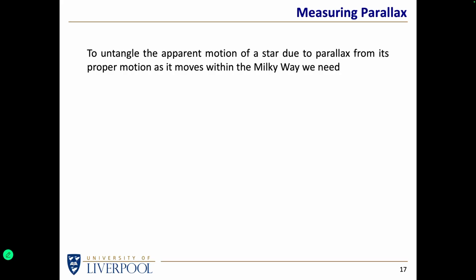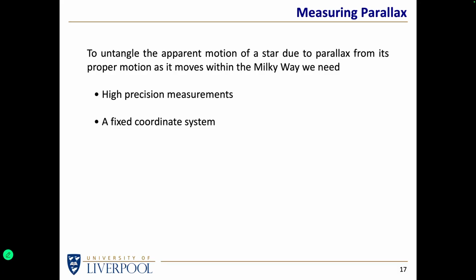To untangle this idea of the apparent motion due to parallax and the actual motion, called the proper motion, as stars move within the Milky Way itself, we need at least 2 things. We need very high precision measurements. Remember, all of these movements on the sky are going to be very small. And we need a fixed coordinate system because all the stars move relative to other stars. So we have to figure out a way of measuring the position of a star relative to something which we could consider to be fixed.